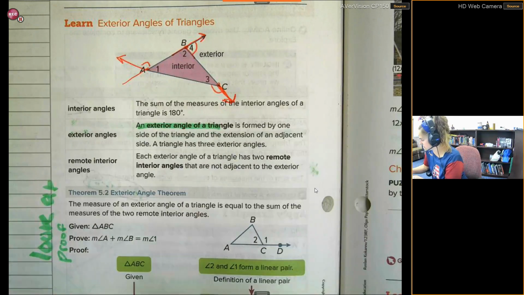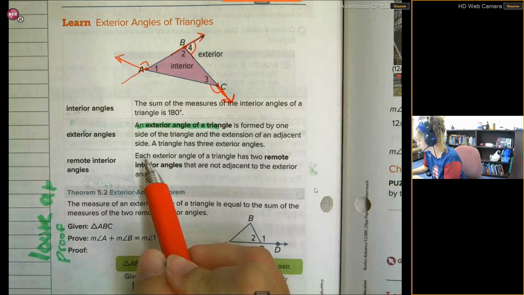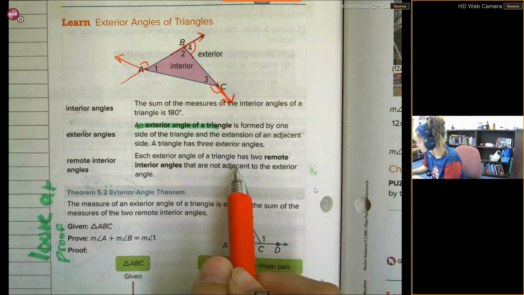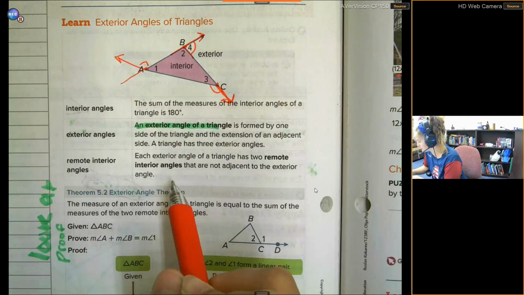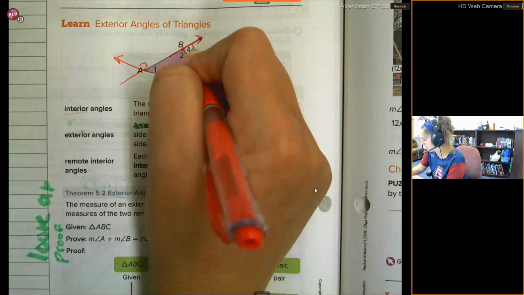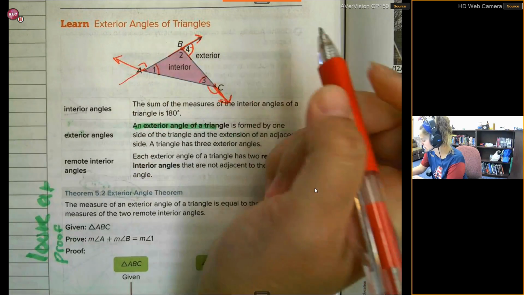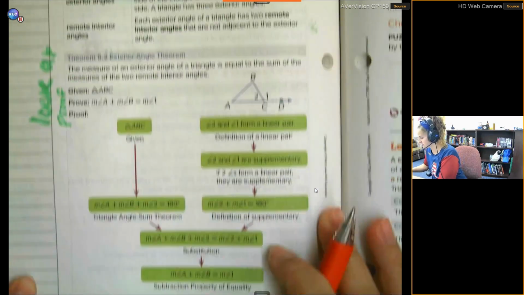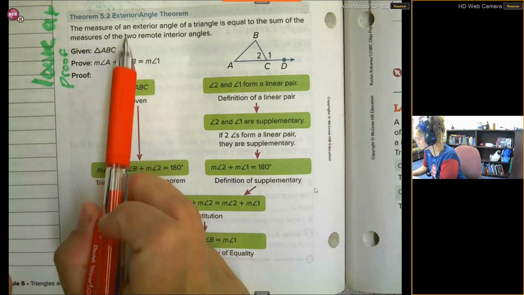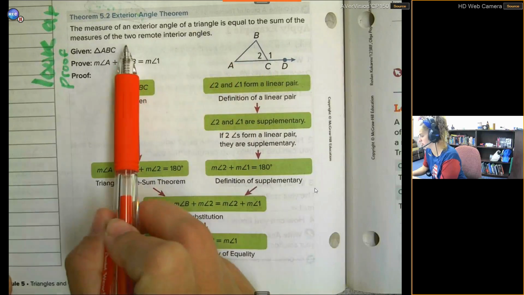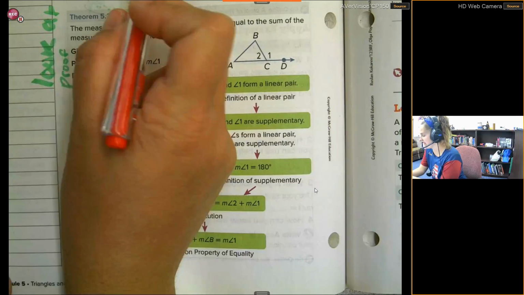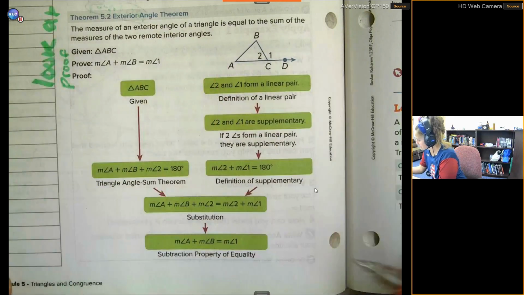The exterior angle of a triangle is formed by one side of the triangle and the extension of an adjacent side. A triangle has 3 exterior angles. Each exterior angle of a triangle has 2 remote interior angles that are not adjacent. So this exterior angle has these 2 remote ones, and they're going to use that with this proof. It says the measure of an exterior angle of a triangle is equal to the sum of the measure of the two remote interior angles. So again, the remote angles are the ones that it is not attached to.